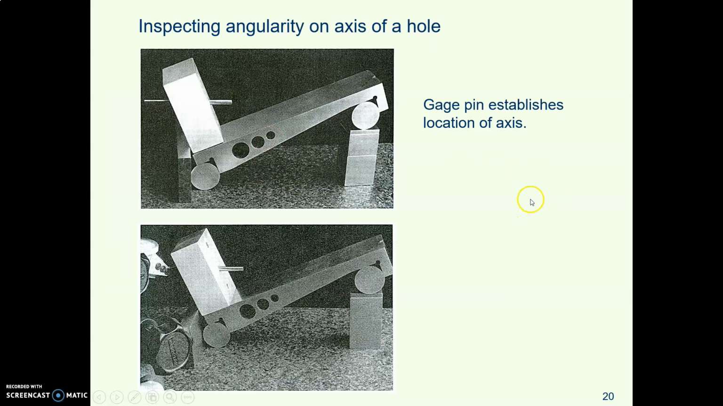You can also use a sine bar to inspect the angularity of the center axis of a hole. That's what this setup is. So they have set the block with a hole on the sine bar. The sine bar is resting on these gauge blocks at a particular height, and they are using a precise gauge pin to stand in for the center axis of that hole. And now they run a dial indicator over that gauge pin. That's how inspection of this thing would work.